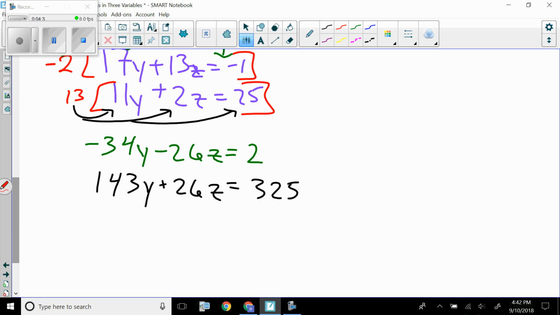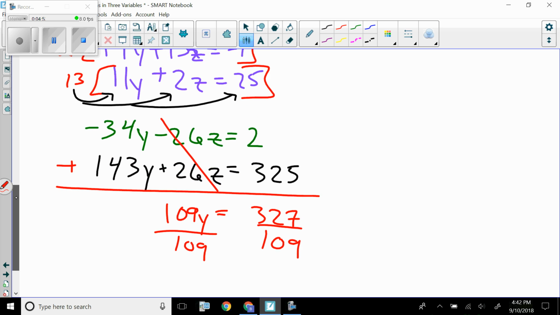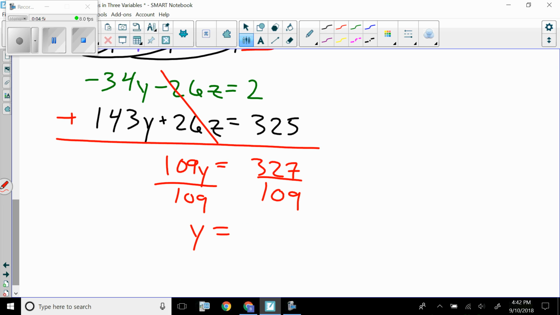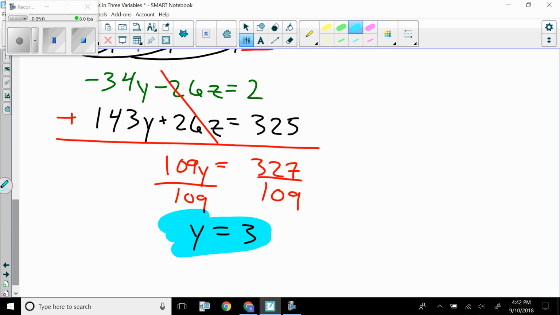And now I get to the pivotal point where I get to add. These will cancel, that's nice. 143 minus 34, again, feel free to get a calculator here. I got 109, and that's y. And I need to divide by 109. And I'm pretty sure looking at that y would equal 3. Now this is great. Remember, this is real important that I don't lose this answer that I just found. Okay? I got y equals 3.